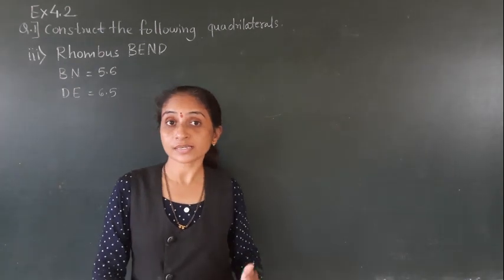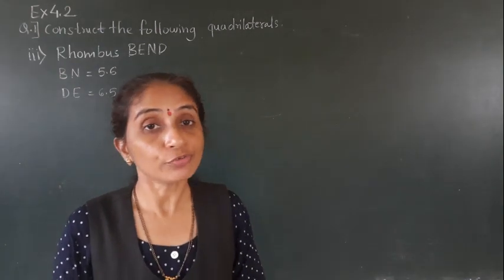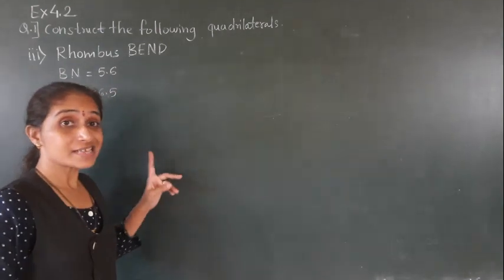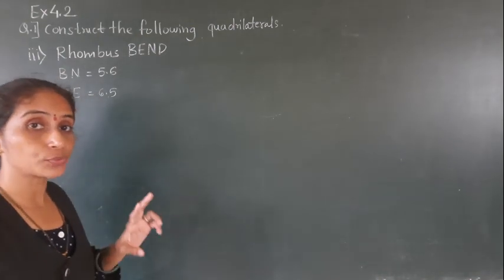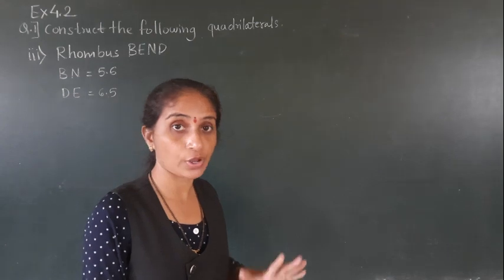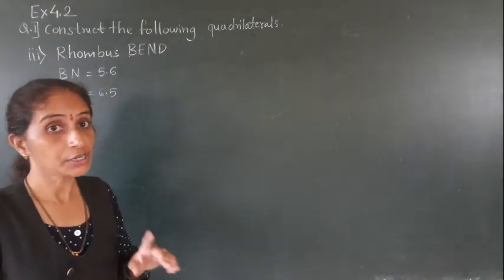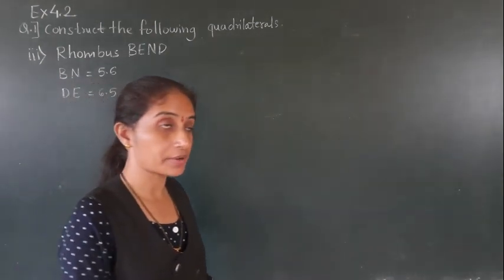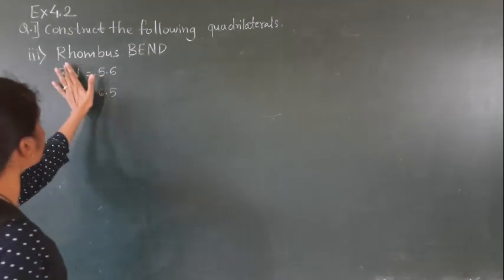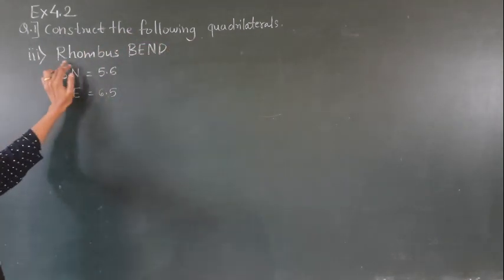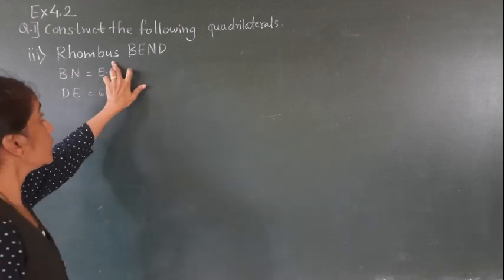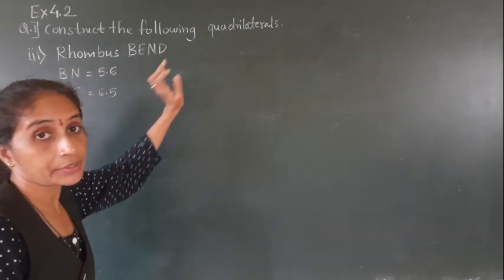Let's solve now exercise 4.2. From that, the first and second quadrilateral you have to construct yourself. It is shown in the introduction part. Now the third one is given, a rhombus. Construct the following quadrilateral. In that we have to construct the rhombus BEND.